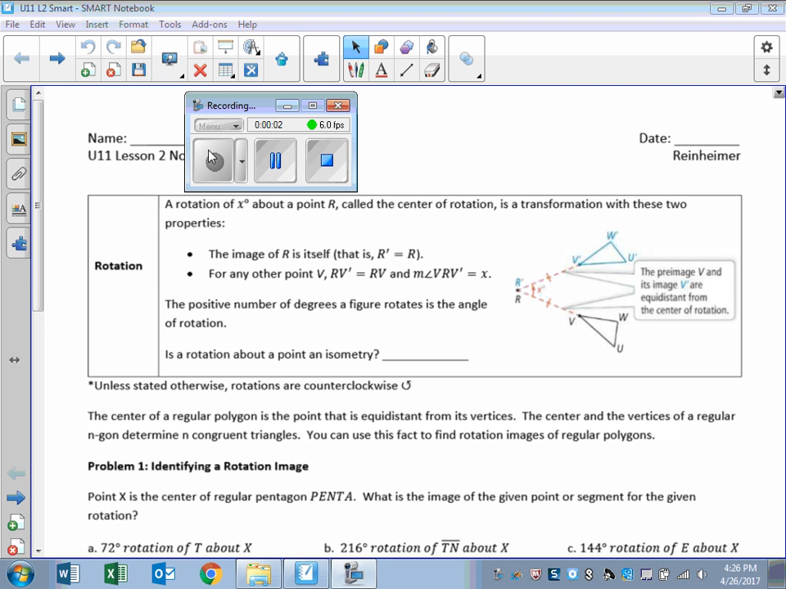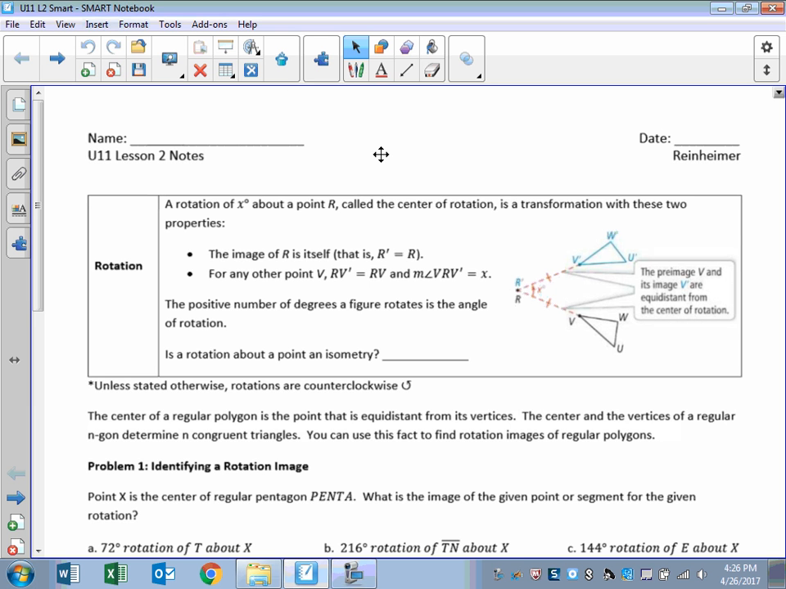Okay, this is the fourth video of the unit, the first video of lesson 2, but I don't think I'm going to break it up into lessons because we're going to do it all at once. This one is going to be about rotations. So we're going to start with the same first question.